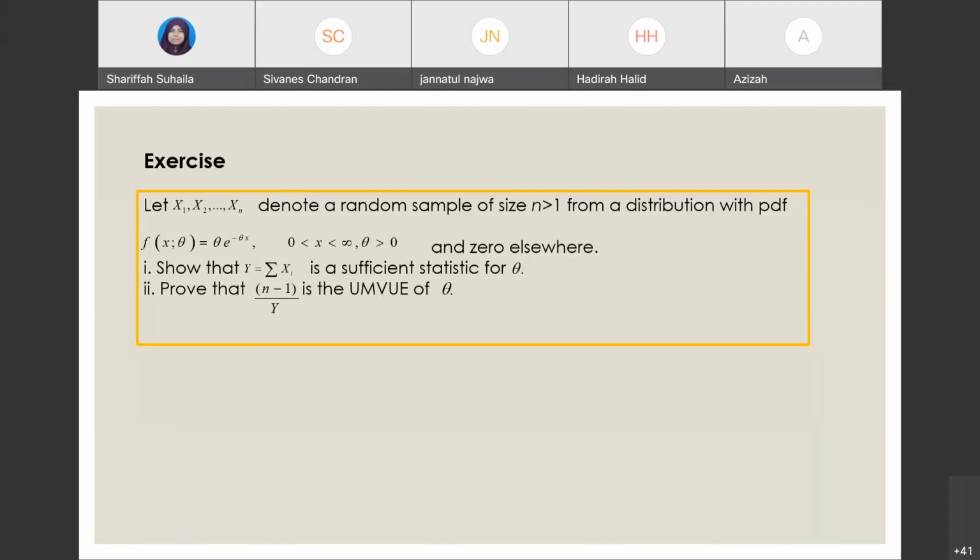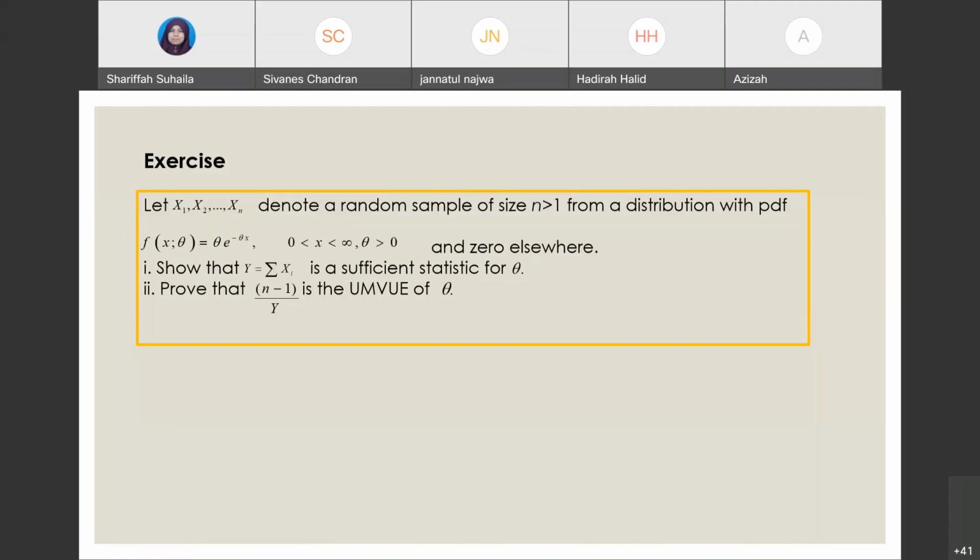So let us refer to these questions. You have theta exponential negative theta x, where x ranges from 0 up to infinity and theta is greater than 0, otherwise the function is 0. We want to show that y equals the summation of xi is a sufficient statistic for theta. In this case, we want to show that the summation of xi is a sufficient statistic for theta.